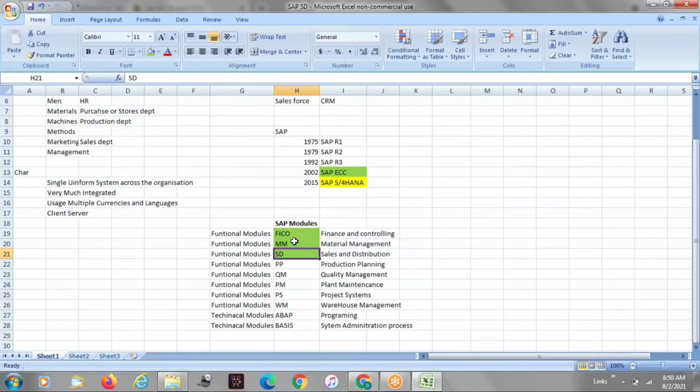In the same way, the MM module will have its own consultants, FICO will have its own consultants, and PP will have its own, depending upon the modules implemented by the client. So you all work together to achieve a target and deploy it to the production system.